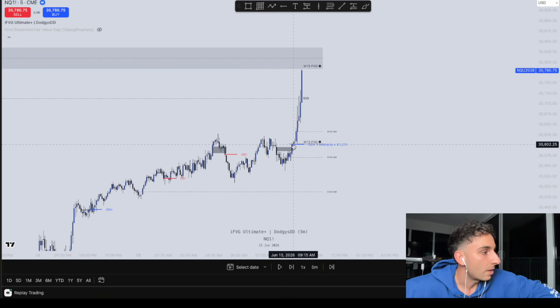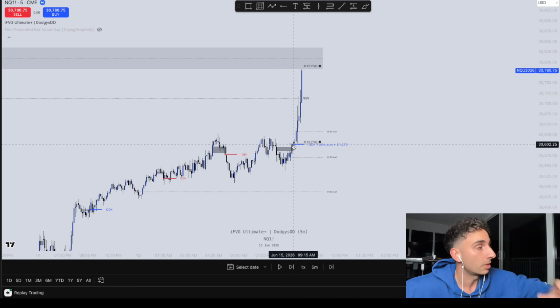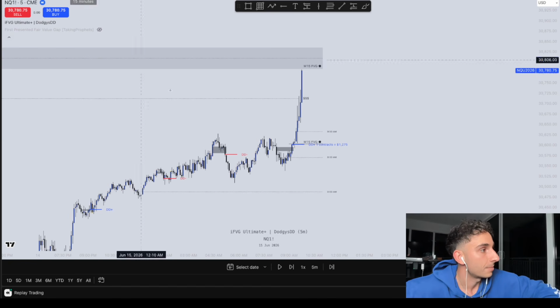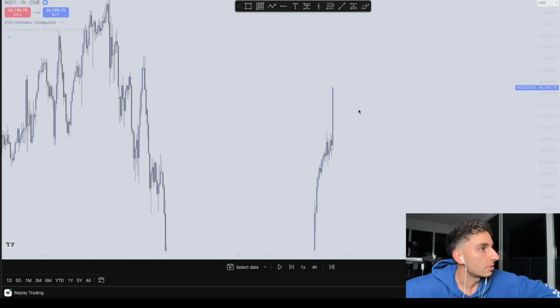Right off the bat, we had this inversion. This was pre-market. For the purpose of this backtest, we're not going to take anything in pre-market. We're just going to focus post-market open. I just realized I'm on the 5-minute time frame too, but let's cycle through the time frames really quick.